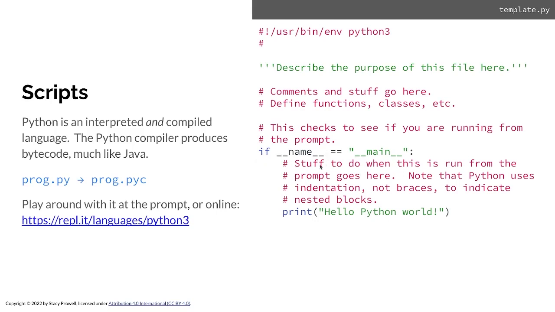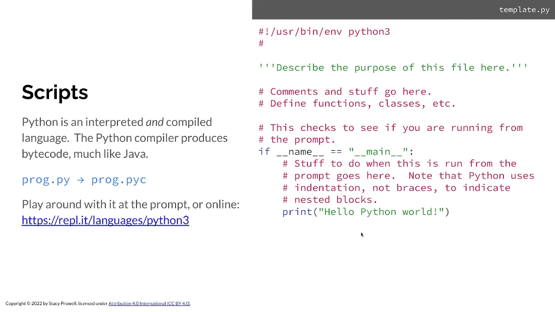I'll check to see if the current name is main, and if it is, then I will go and do some actual work. Often what you'll do here is you'll call a main function, or you'll call some other function to kick things off. Here I just said, hello Python world. This is a complete script. You can put that in a file like template.py, and you can run it. And you can run it in a number of ways.